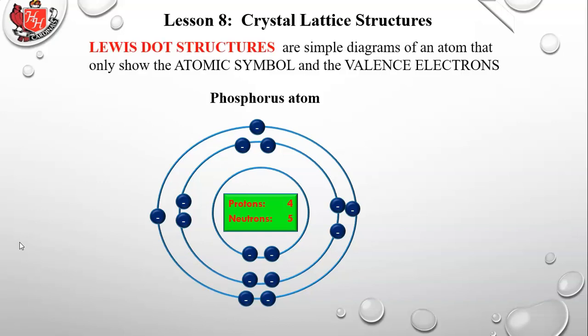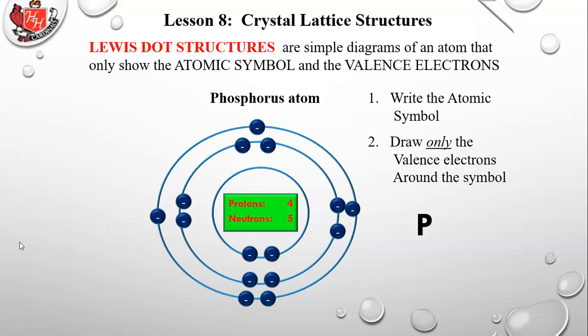Lewis dot structures are simple diagrams of an atom that only show the atomic symbol and the valence electrons. So you're going to write the P, and then those 5 valence electrons are going to get moved over in the same location that they are in the diagram. You're just going to spread them around like that.